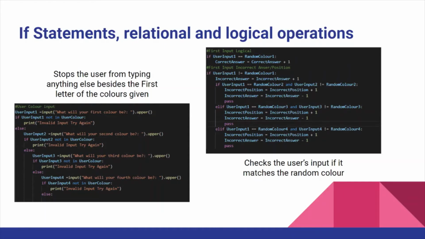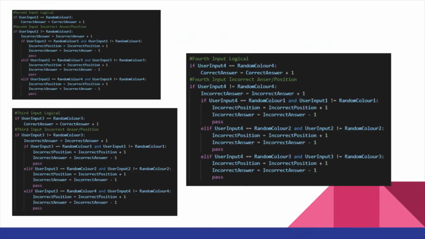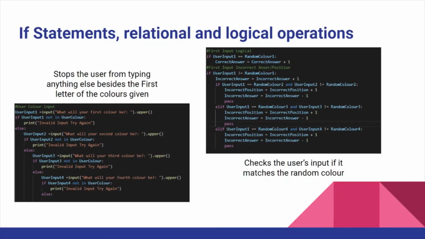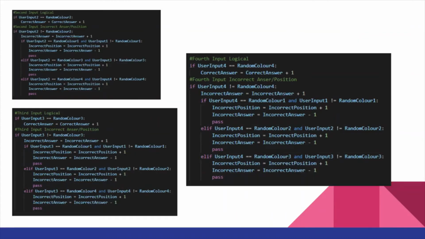On my right is the check of whether the user's input matches the random color. This is how the game will work. If he gets the correct answer, good; if not, he will have to do it again. And here you can see the variables correct answer, incorrect position, and incorrect answer. These variables will help me in making the logical operations function. And this continues with the second input, third input, and the fourth input. This here is the first input and how it will go down. Everything else is the same, but for all the different inputs, one by one.